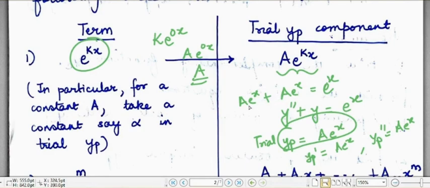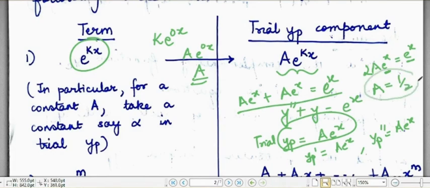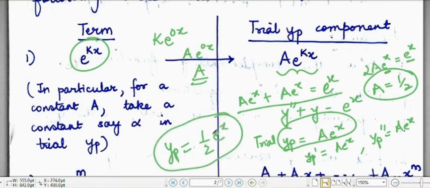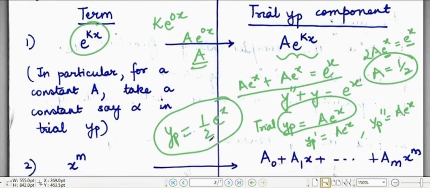Now for it to satisfy, it should satisfy this differential equation. That means 2a e to power x is e to power x, and you know that two expressions are equal if the coefficients of the like terms are equal. Now here e to power x's coefficient is 2a and here e to power x's coefficient is 1. So that's possible only when 2a is 1 or a is half. So this is very much working, and it's telling you that your yp, a should be half e to power x.